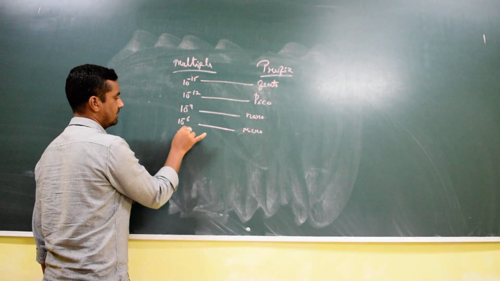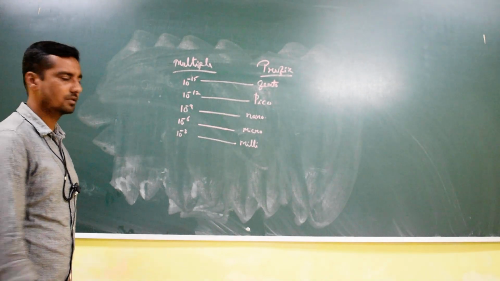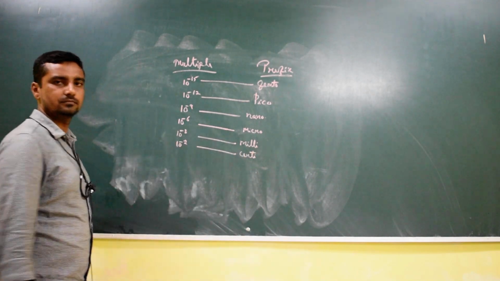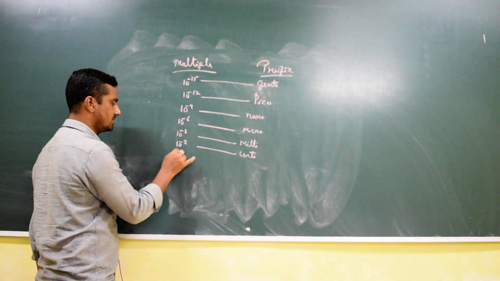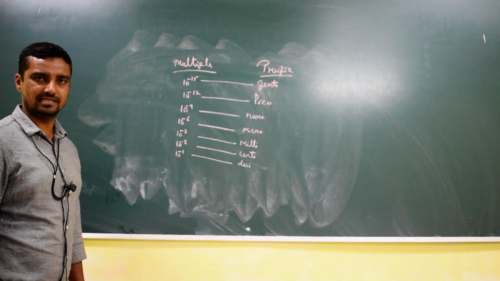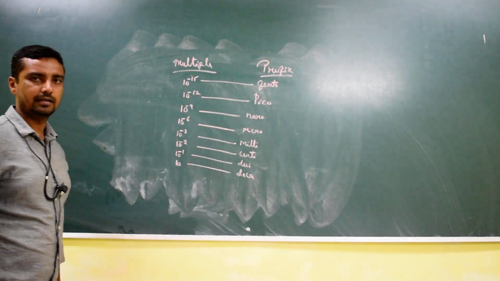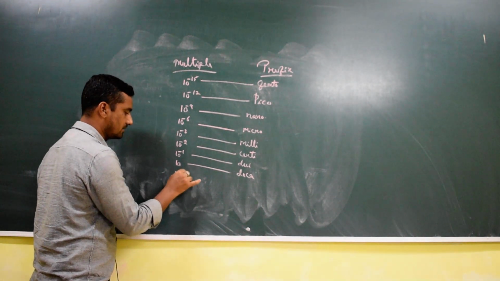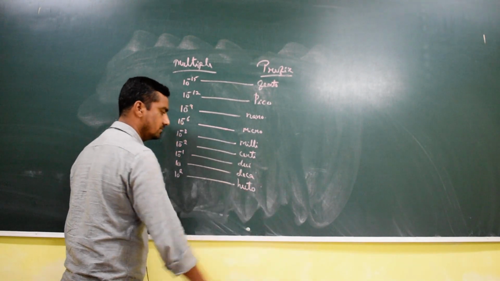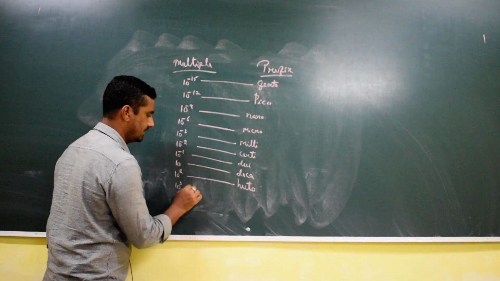If it is 10 to the power of minus 3, milli. If it is 10 to the power of minus 2, that is centi, as in centimeter, right. If it is 10 to the power of minus 1, this is deci. If it is 10, it is deca. Deca means 10. If it is 10 square, hecto, understood? If it is 10 to the power of 3, that is kilo, right?